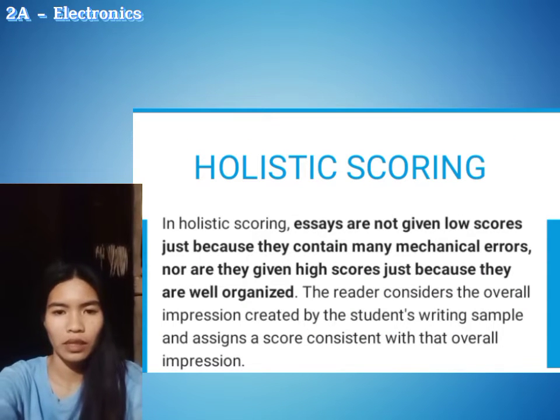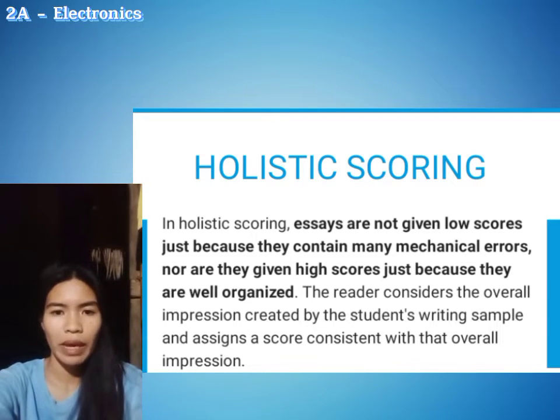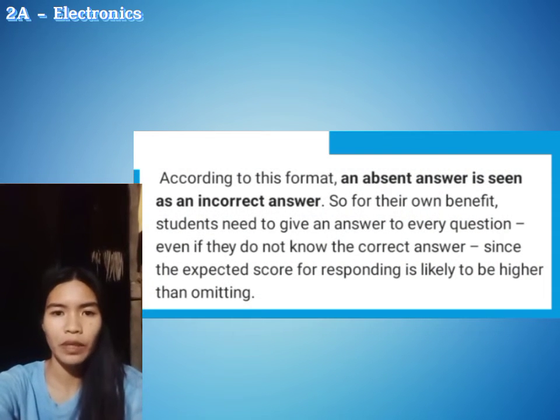Holistic scoring. In holistic scoring, essays are not given low scores just because they contain many mechanical errors, nor are they given high scores just because they are well organized. The reader considers the overall impression created by the student's writing sample and assigns a score consistent with that overall impression.